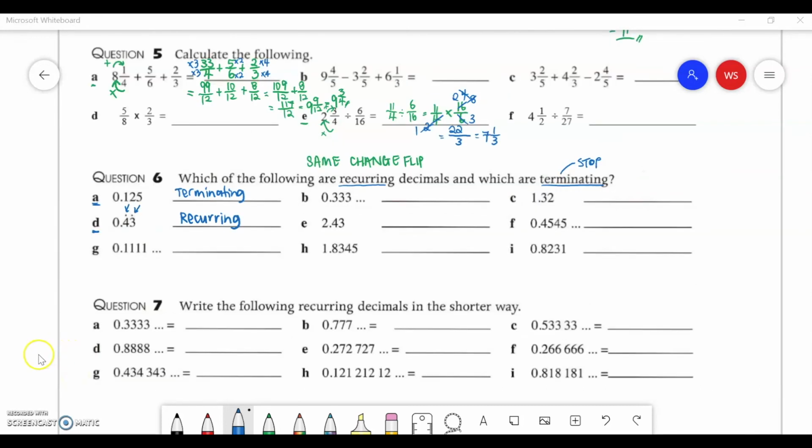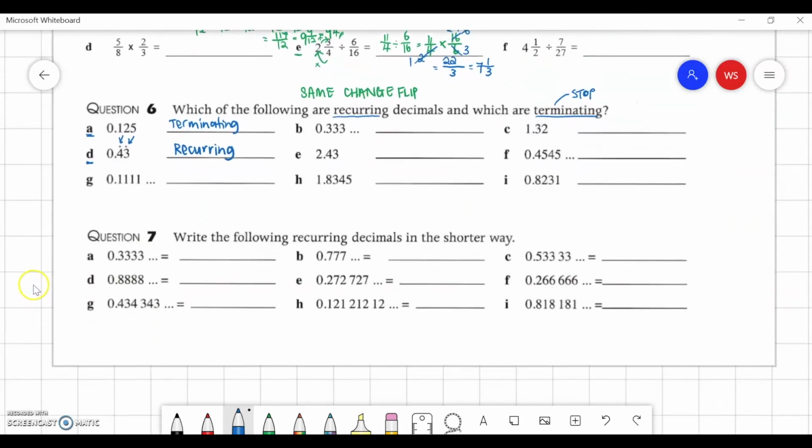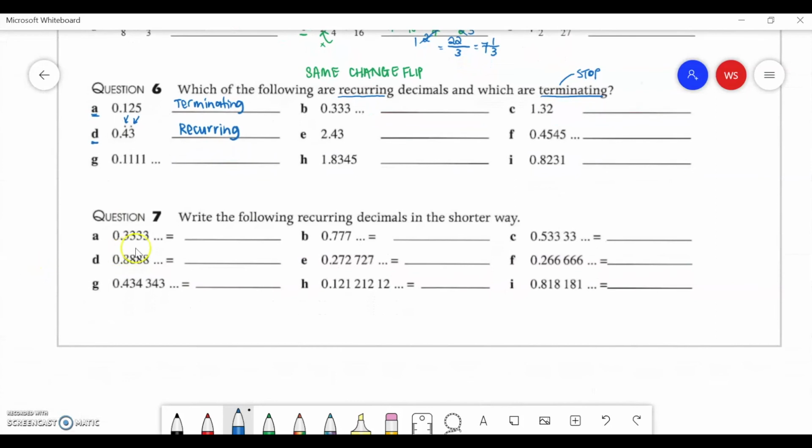Question 7. Write the following recurring decimals in a shorter way. So this is the reverse of question 6. Having looked at 7a over here, we'll first need to know what the pattern is. So 3 seems to be recurring. So as it's recurring, just putting a line over there just to tell yourself that that is the end of the numbers and it starts to repeat after that.